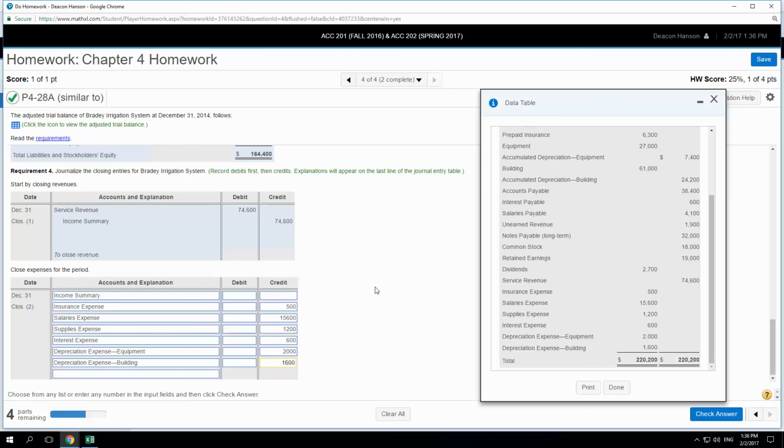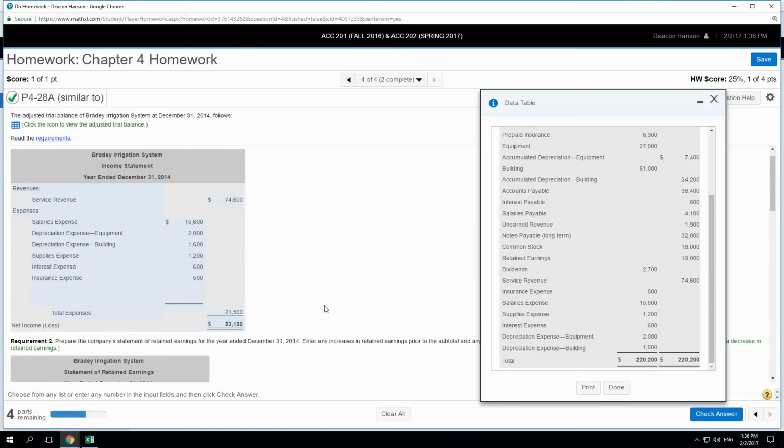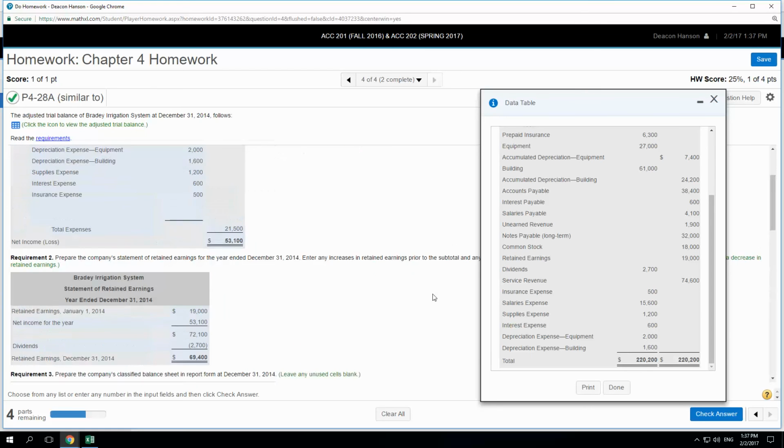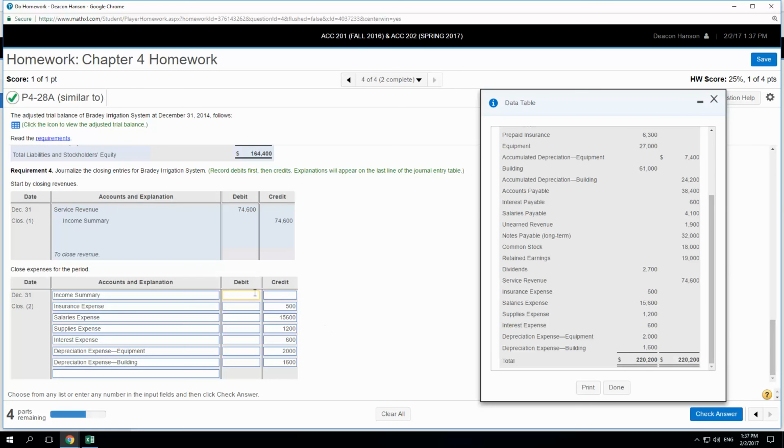To save us the task of punching it in the calculator again, just think, where could you find the total expenses? We did it earlier. If I scroll up here, right on my income statement, I have the total expenses sitting there, 21,500. You probably could even copy it. Try highlighting it and right-clicking with your mouse, copy to clipboard, and then let's see if it lets me paste it in here. There's no paste function. Okay. 21,500. Okay. Don't forget to put the memo in to close expenses.